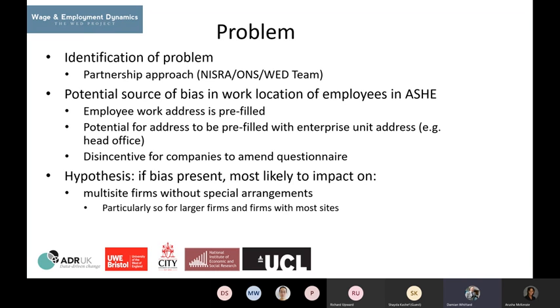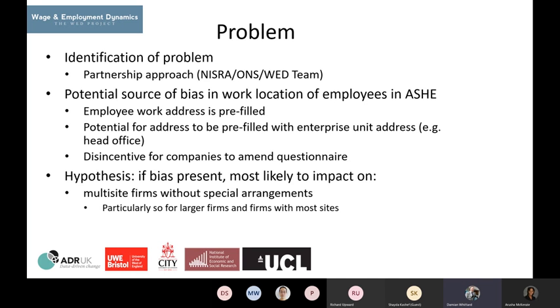So we expected to find possibly four things. One, those which have a single site are not expected to have any bias at all, obviously, because there is only one site. So where they work is where they're recorded as working. Multi-site firms with special arrangements, that is like an electronic submission, are likely to have less bias than those that have to fill in the forms by hand.